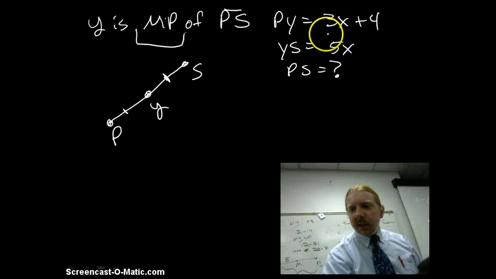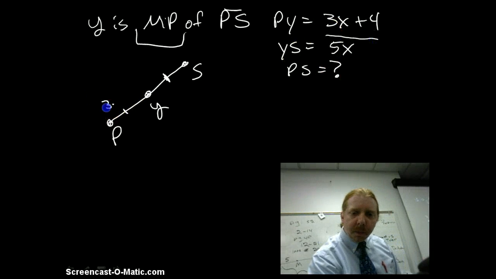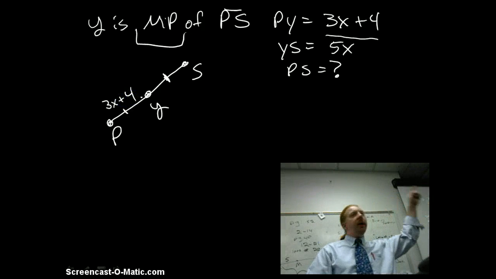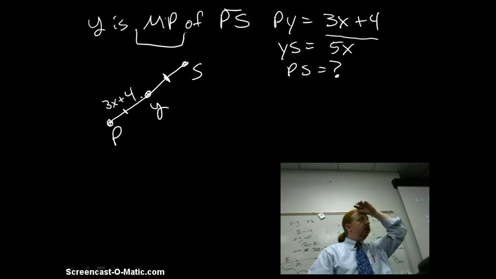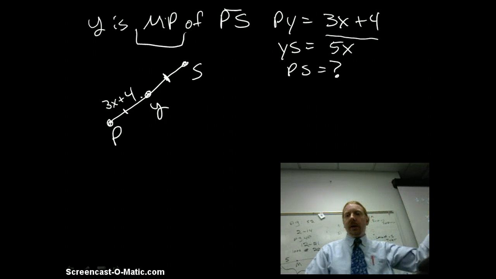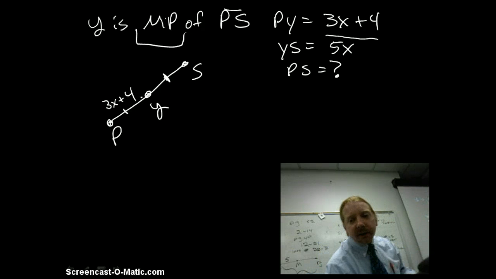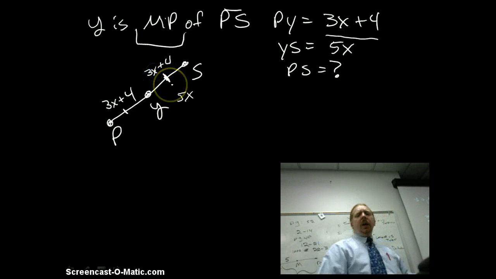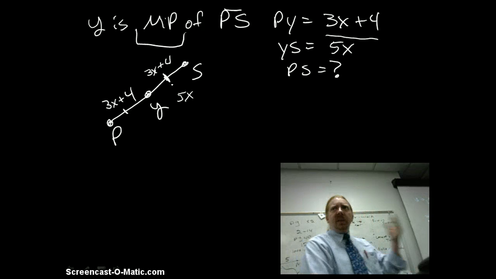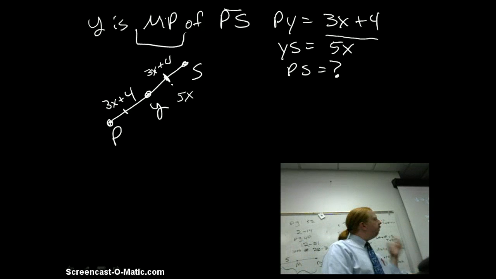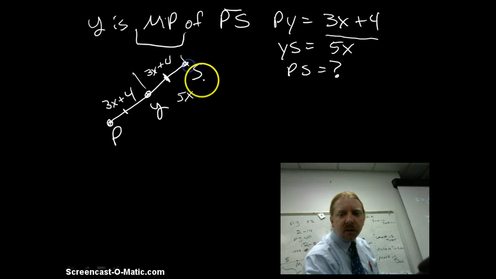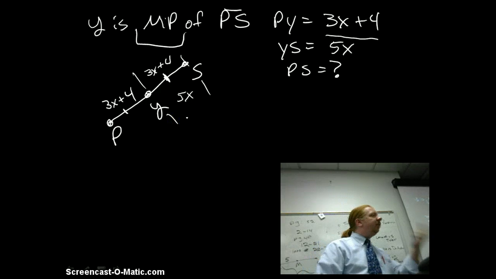It says PY is 3x plus 4. If PY is 3x plus 4, how long is YS? Okay, there are two answers. Someone said 5x. That's true. What else is it? 3x plus 4. I don't know how long PS is, it isn't given. But I do have that this YS is both 5x and 3x plus 4.